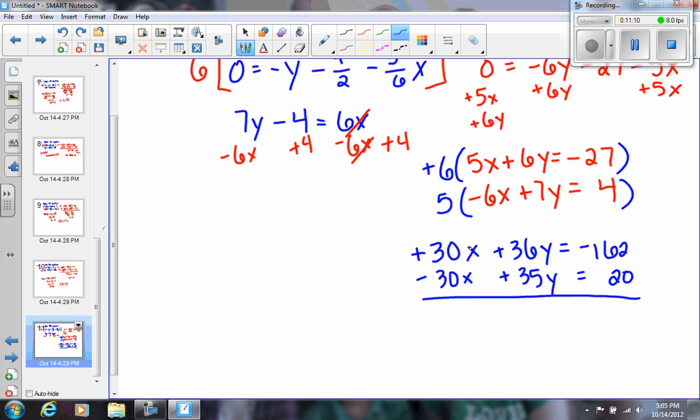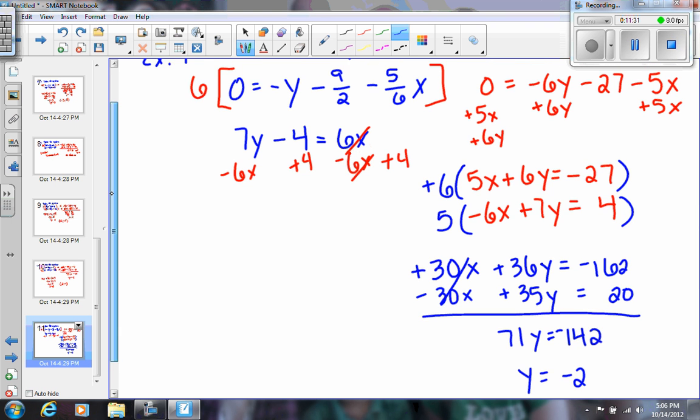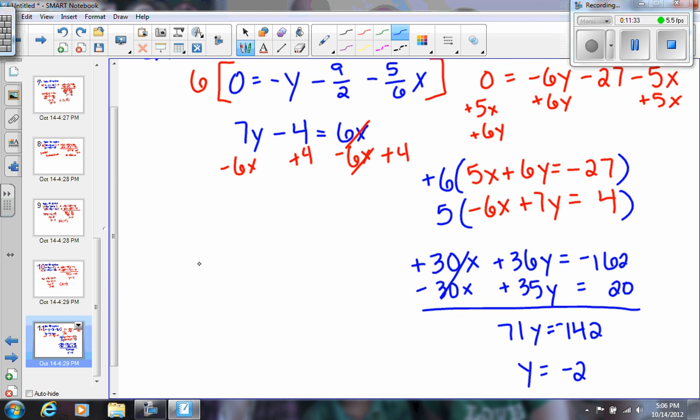And now my x's drop out. I get 71y equals 142. Make that a negative 142. And from there we get y equals negative 2. Nice little answer. And then we can substitute that back in. Let's substitute that into this equation right here.